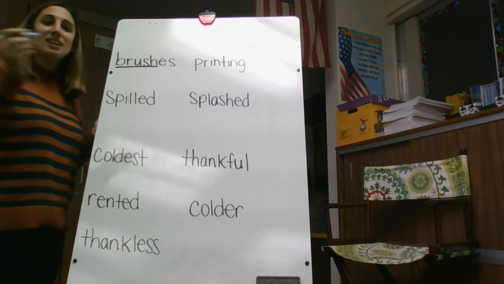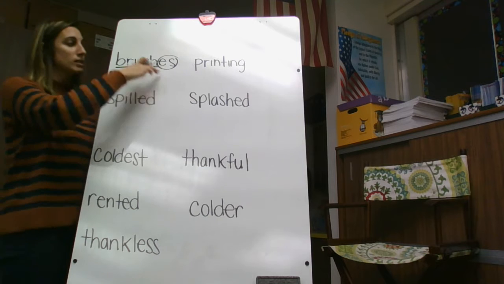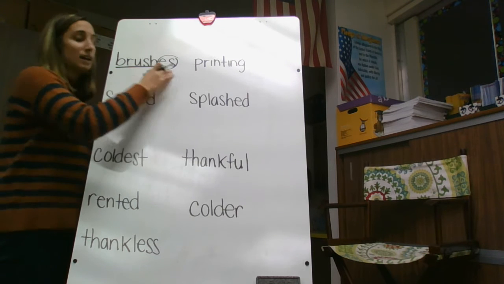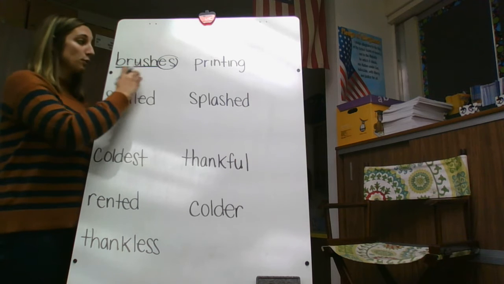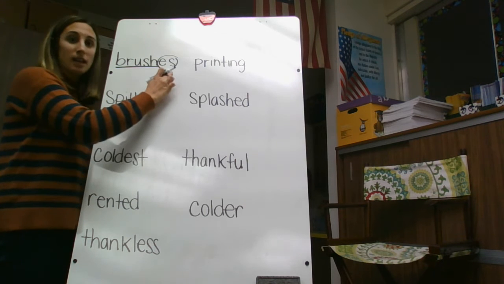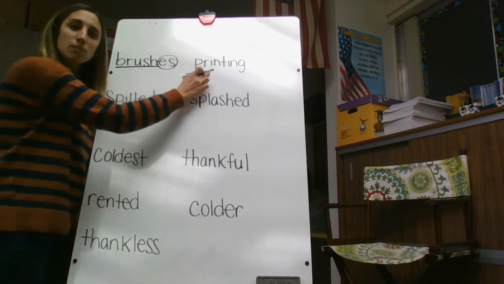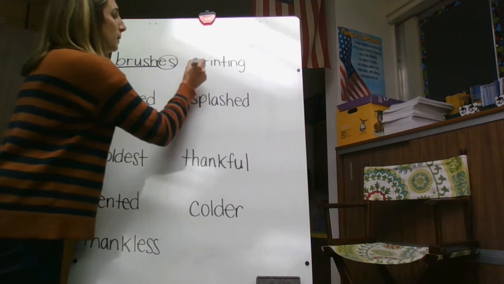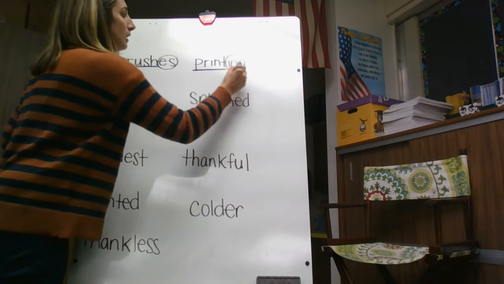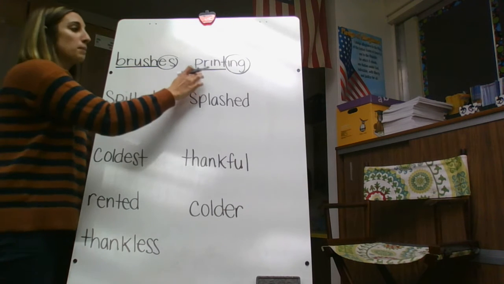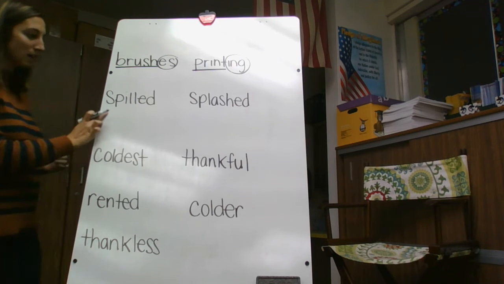Brush, right? The suffix is es. So when I read the word, we're going to say the base word first and then add the suffix the second time. So it will sound like this. Brush, brushes. Say it. Brushes. Good. Let's go across to this one. What's my base word? Print. My suffix? Ing. So when I say the word, it's print, printing. What is it? Printing.